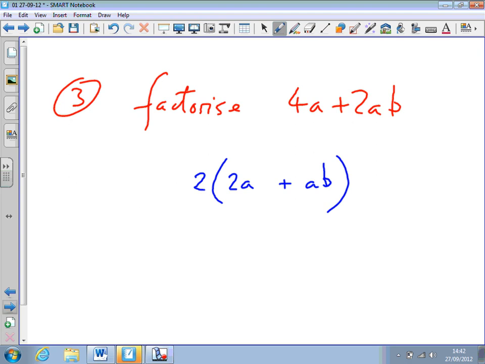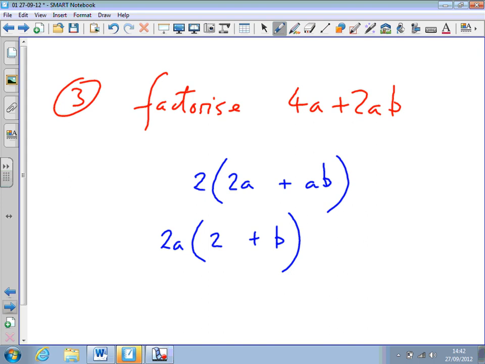That's right, yeah. But you're right, I could also take out an A. You know what I did wrong? I put it the other way around. Okay. Now what have I got to times 2a by to get 4a? 2. What have I got to times 2a by to get 2ab? 3. Right. They're both correct. There's no right answer. They've both been factorised.